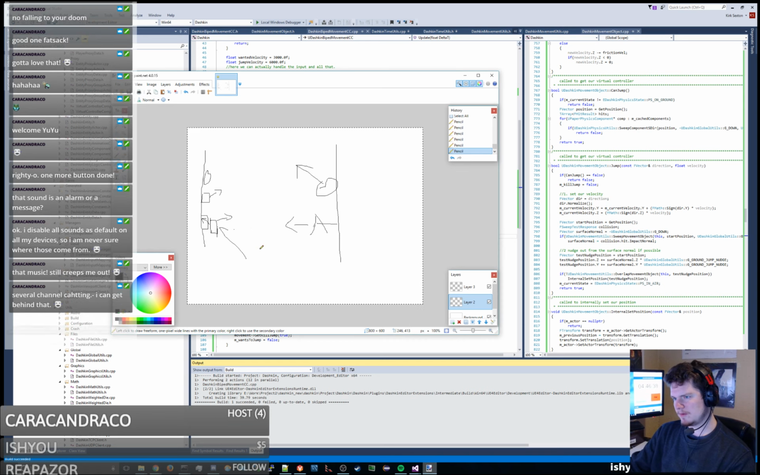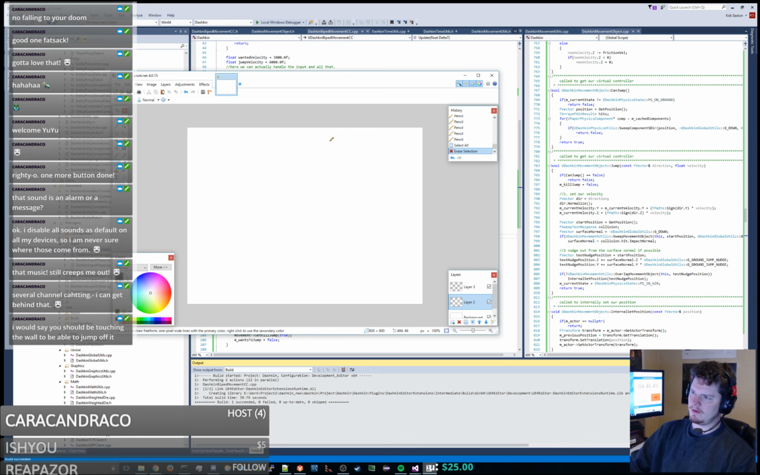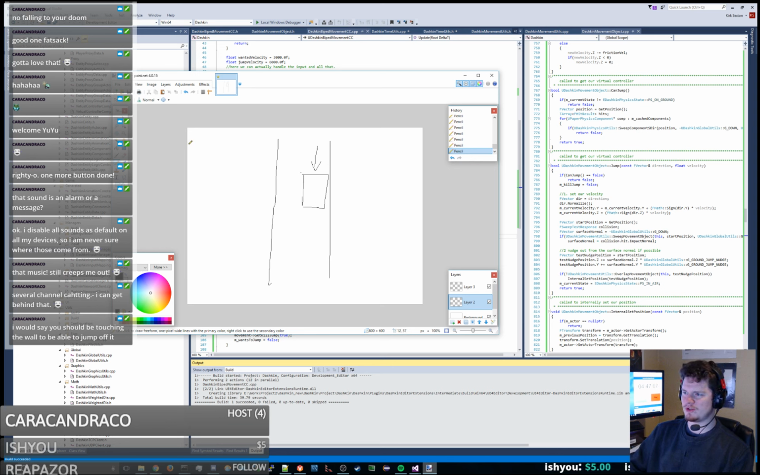So you should be touching the wall to jump up. Well, then there's also the definition of how close to a wall is touching a wall. If you're in a tunnel and you are right next to the wall, but you're falling straight down, does that mean you're touching the wall? Does that mean you could just jump right off of it?